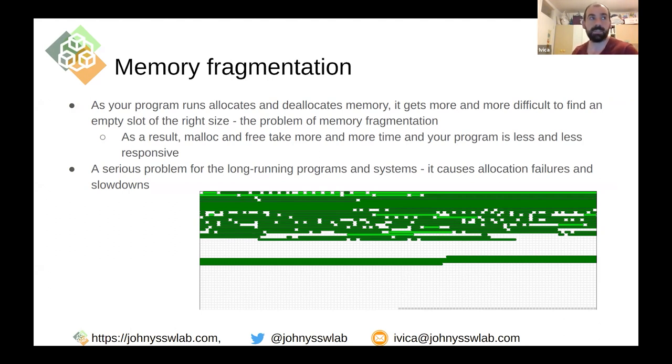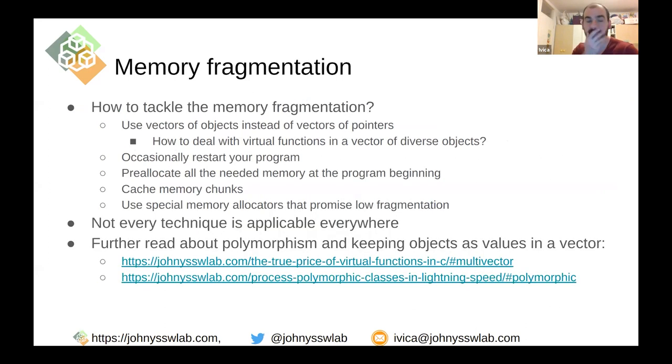I guess some of you might have seen this sometime in your careers. So how do we tackle the memory fragmentation problem? Well, the first thing is to call malloc and free less frequently. In case you're programming in C++, one idea is to use vectors of objects instead of vectors of pointers.